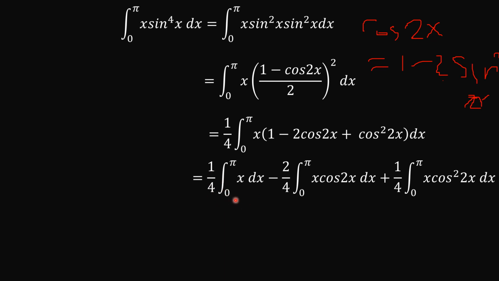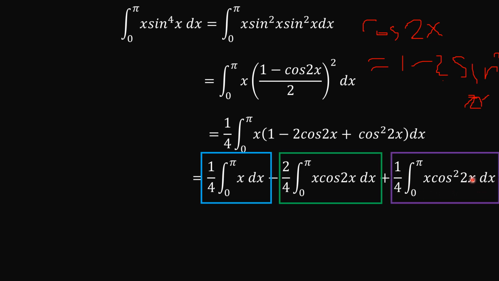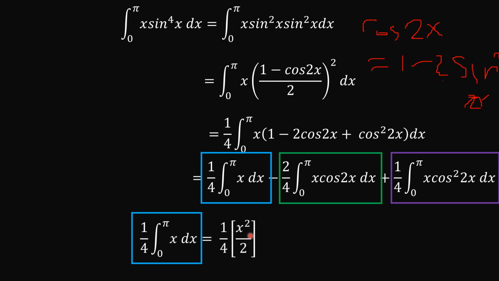And so we have a quarter of the integral of x from 0 to pi, and then we have now 2 over 4 x cosine 2x, and then we have a quarter of x cosine squared 2x. Now we have 3 separate integrals. We have demarcated them as blue, green, and purple. And so for our blue integral, that's as simple as a quarter times x squared over 2, with the limit 0 to pi, and that gives us the answer of pi squared over 8.